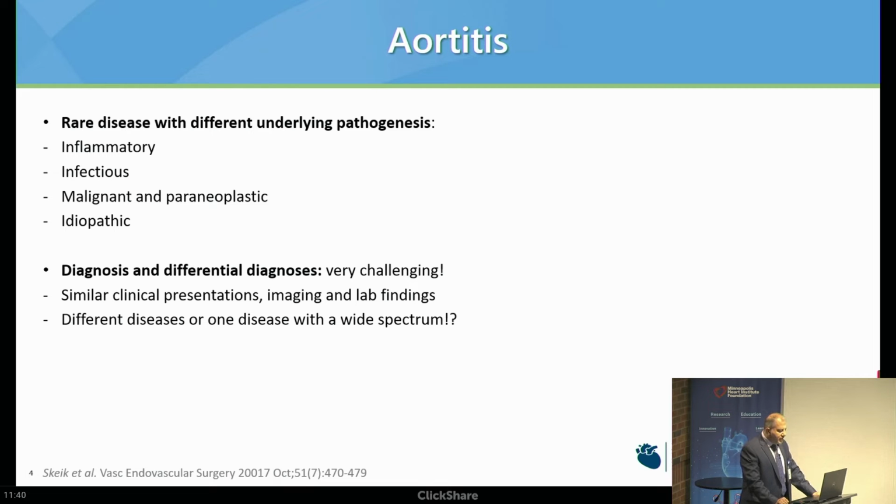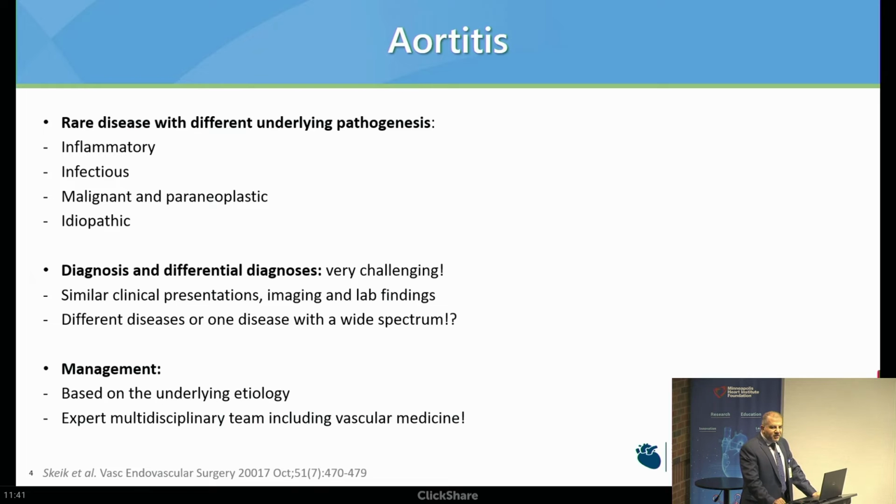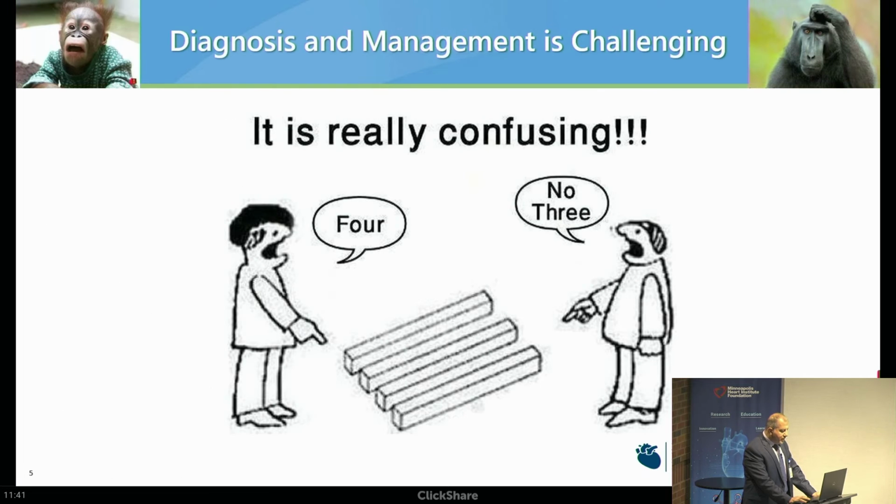As I mentioned earlier, diagnosis and differential diagnosis could be very challenging. It requires a multidisciplinary approach, which we have here in MHI. We have vascular surgeons, vascular medicine, cardiologists, rheumatologists. This is great collaboration to make the right diagnosis. And because these diseases present very similarly, to the point some scholars believe that aortitis is just one disease with different spectrum. Management is based on the underlying etiology. As I said, it's important to consider a multidisciplinary approach.